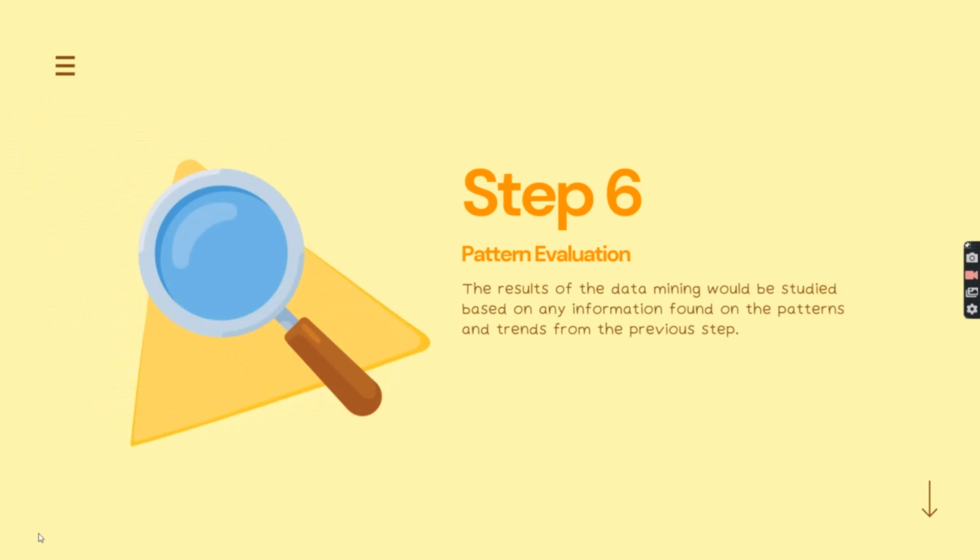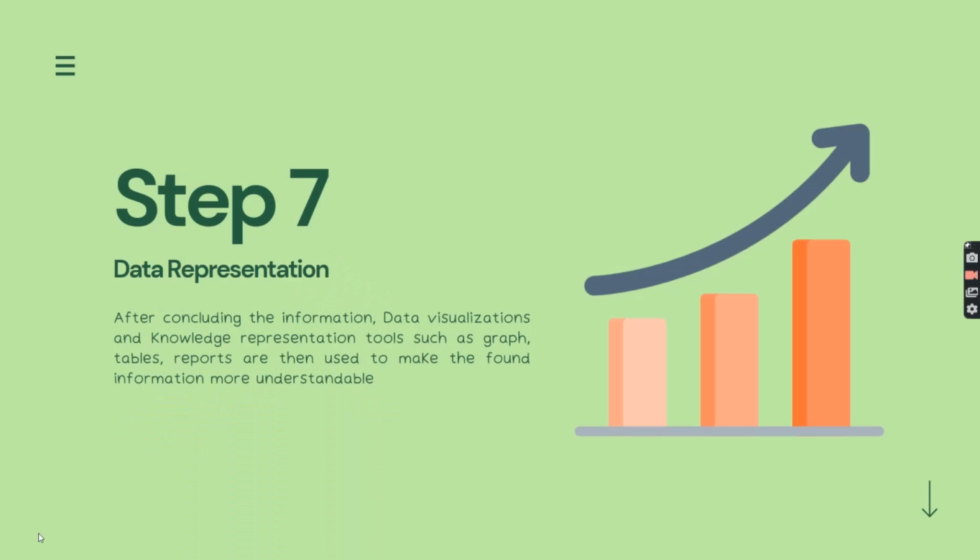The 6th step would be pattern evaluation. The results of the data mining would be studied based on any information found on the patterns and trends from the previous step. The 7th step would be data representation. After computing the information, data visualization and knowledge representation tools such as graph, tables, reports are then used to make the found information more understandable.